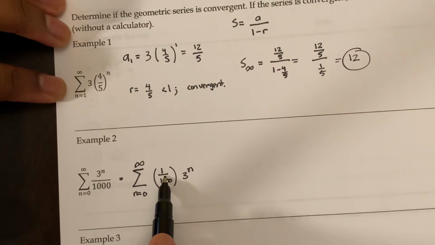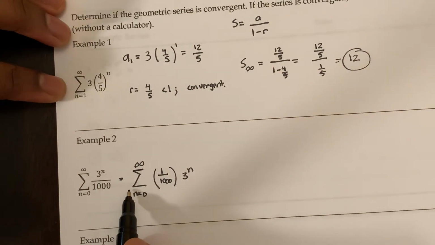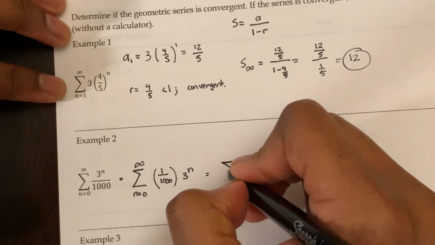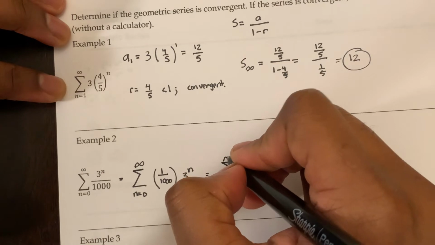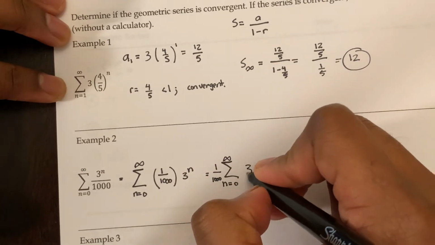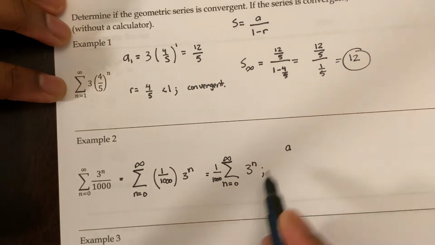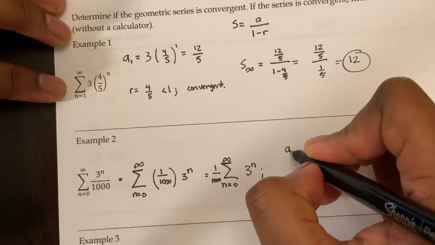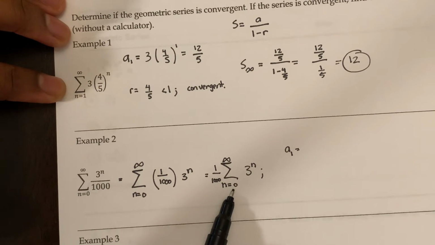So this 1 over 1,000 doesn't matter. It's as good as if it was in the front of the sum. And so another rewrite you could do is the sum from n equals 0 to infinity. We'll put the 1 over 1,000 in the front, and we just have 3 to the n. So in this case, A1 is still going to be the first term of the series, but we're starting with n equals 0.